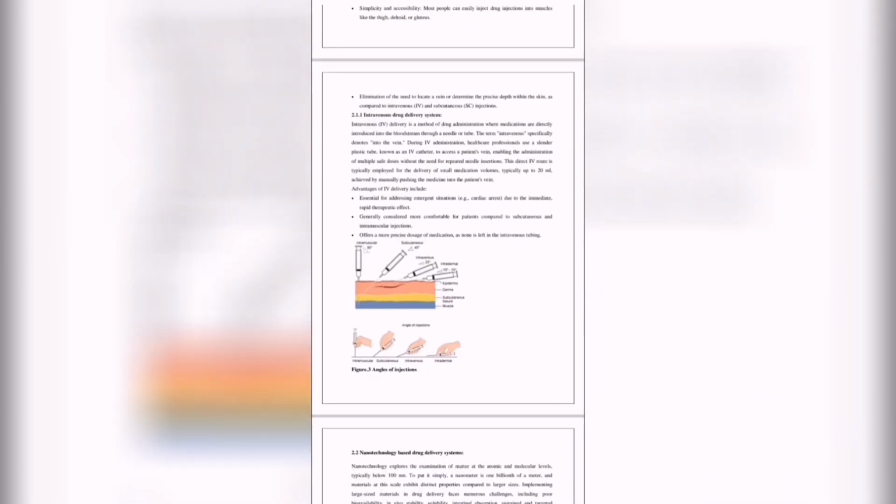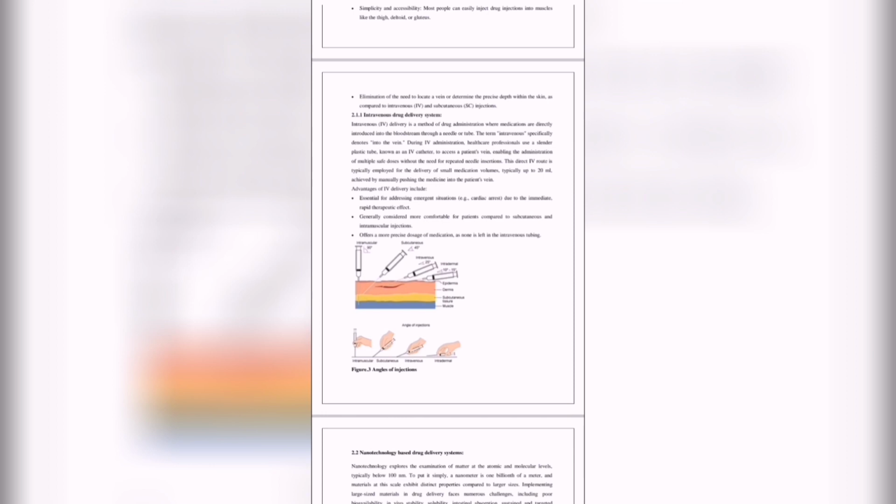Intravenous, from the name we can understand, intravenous. Intravenous delivery is a method of drug administration where medications are directly introduced into the bloodstream through a needle or tube. The term intravenous specifically denotes into the vein. During IV administration, healthcare professionals use a slender plastic tube, meaning a thin plastic tube known as IV catheter, to access a patient's vein, enabling the administration of multiple safe doses without the need for repeated needle insertion. And this IV route is typically employed for the delivery of small medication volumes. Small medication volumes means typically above 220 ml, achieved by manually pushing the medicine into the patient's vein.